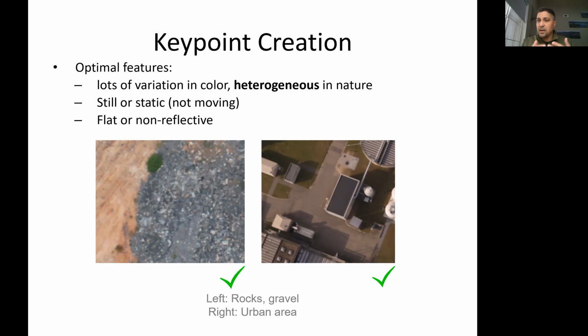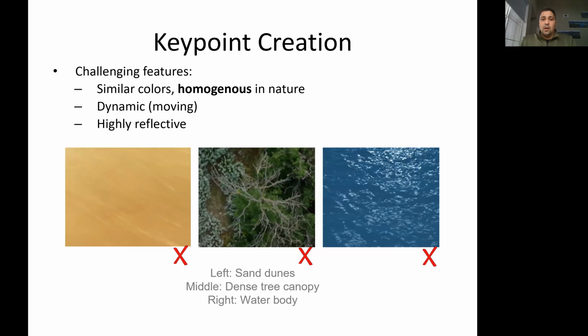And these are good examples: rocks and gravel pits and quarries, and even urban areas are really good examples. So this should help you recognize that these don't work as well at the software creating these key points. I just call them challenging types of features: things that are very similar in color or homogeneous in nature, or things that are moving, or things that are highly reflective. Those are opposites here, apples and oranges.